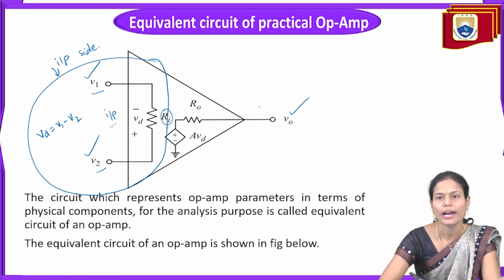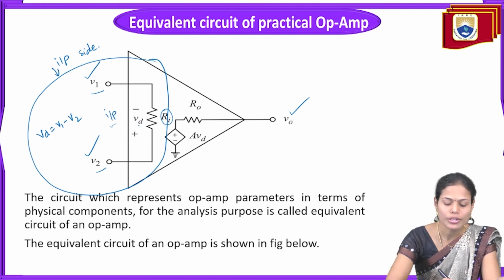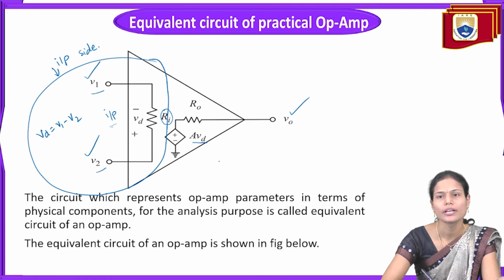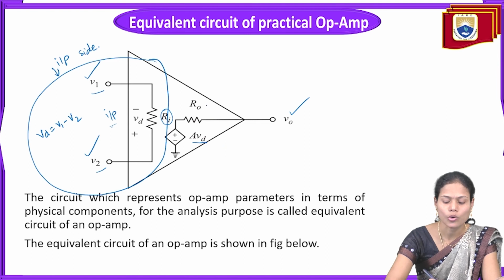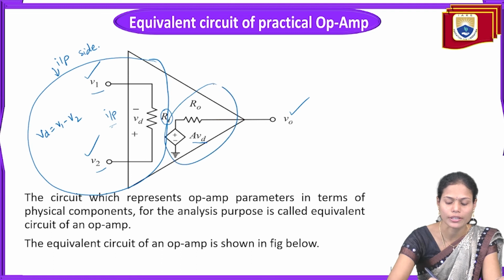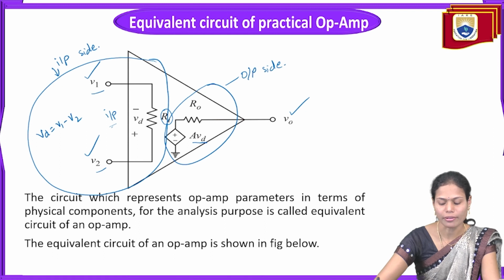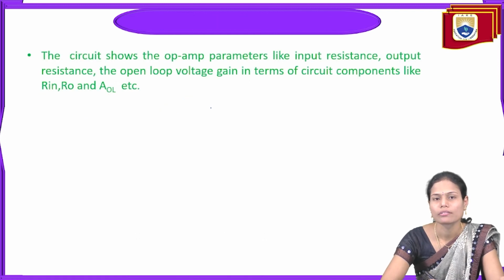So in the output side, it will provide the gain. That is nothing but voltage gain it is providing. The input voltage we are representing with VD, so that's why gain also we are representing with AVD here. And the output impedance we are indicating with R0 here. So this is the output section of the operational amplifier.